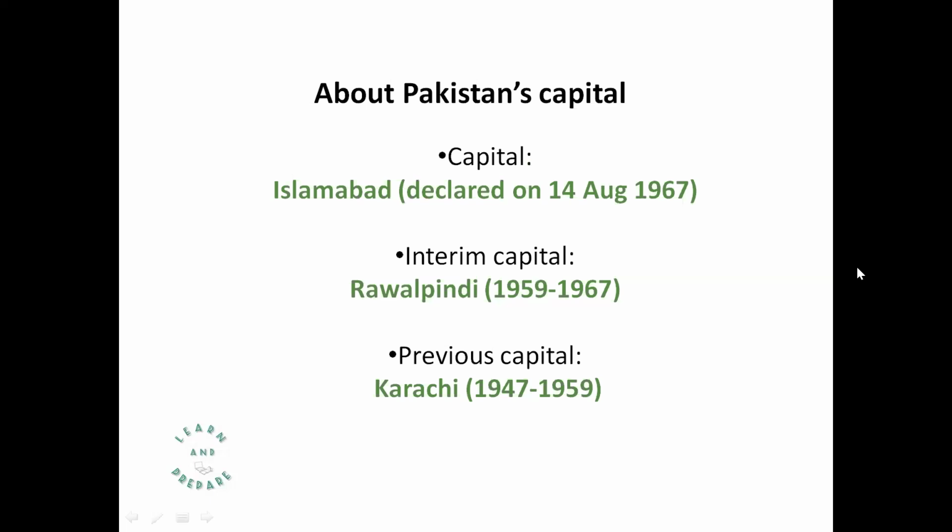Now we'll talk about the capital of Pakistan. The current capital of Pakistan is Islamabad. It was declared the capital of Pakistan on 14th August 1967. Before shifting the capital from Karachi to Islamabad, our interim capital was Rawalpindi from 1959 to 1967, while our very first capital was Karachi. It remained the capital of Pakistan from 1947 to 1959.